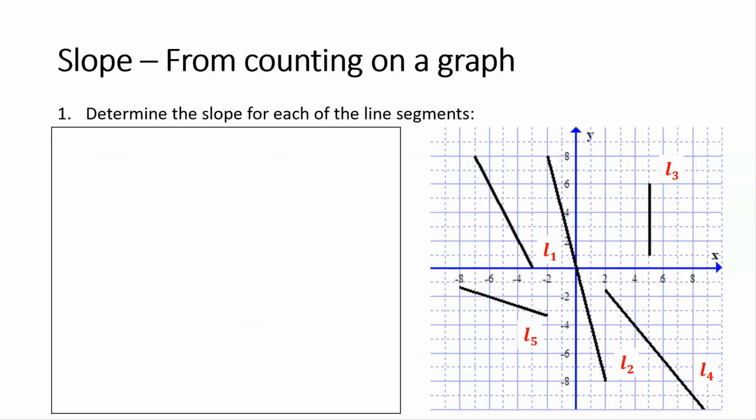Some more examples. Another graph. Notice that these are pointing downward. We have one vertical line over here. Let's see how that changes our values.